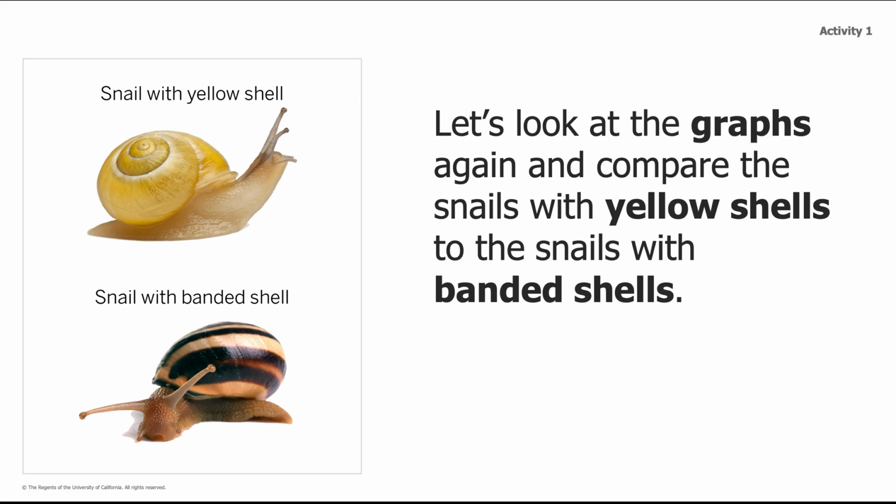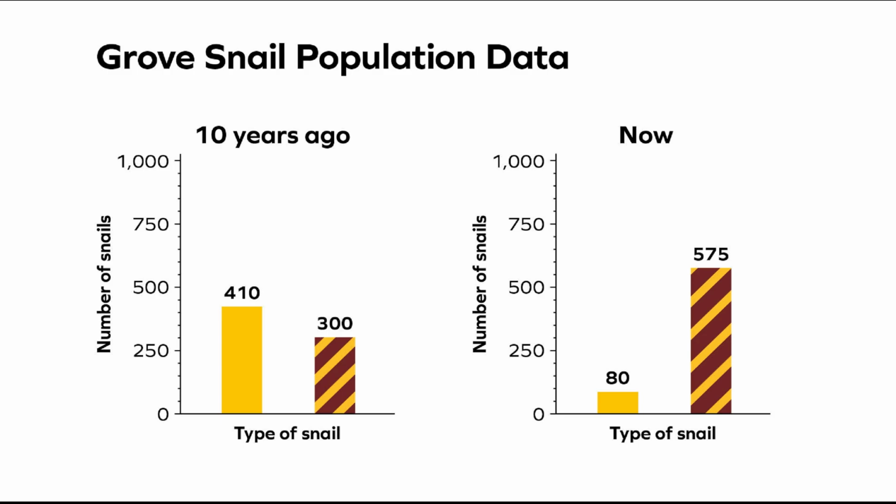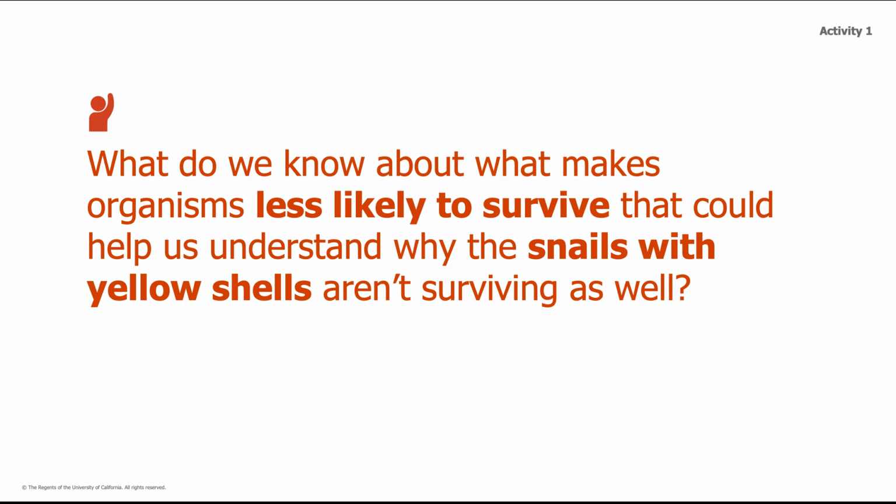Let's look at the graphs again and compare the snails with yellow shells to the snails with banded shells. Remember, we're differentiating between the survival of the yellow-shelled snails and the snails with banded shells. Here's the graph again. We can see that the snails with yellow shells are less likely to survive in their environment than the snails with banded shells. Why is that? What do we know about what makes organisms less likely to survive that could help us understand why the snails with yellow shells aren't surviving as well?